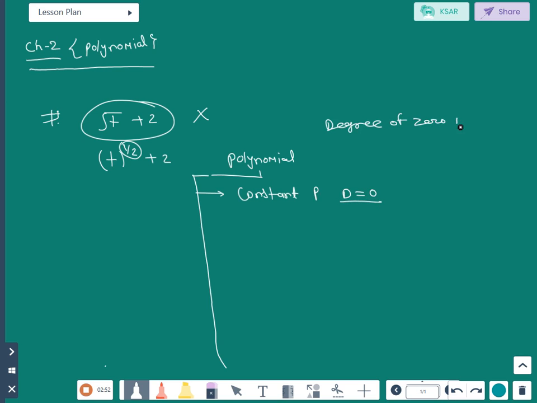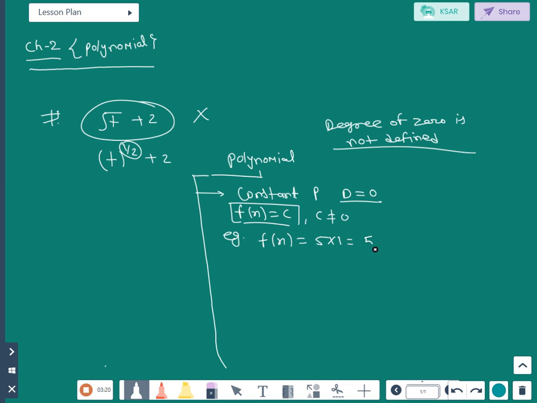Degree of 0 is not defined. Important. The constant polynomial, and what is the standard form of constant polynomial? f of x equals c, where c is not equal to 0. For example, f of x is equal to 5 is a constant polynomial. Then how will we identify its degree is 0? 5 can be written as 5 multiplied by 1, and 1 can be written as x power 0. What is the degree? It is 0.